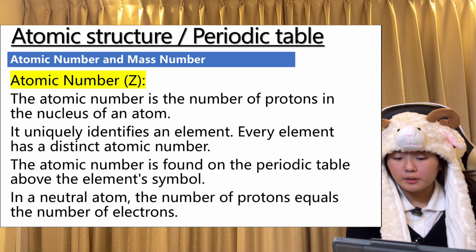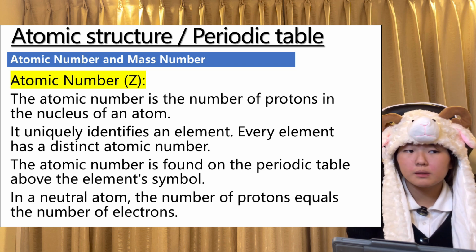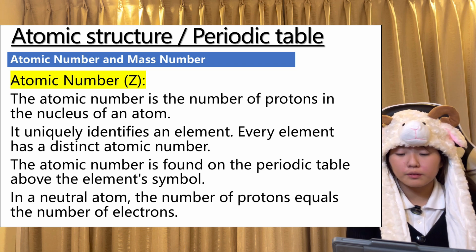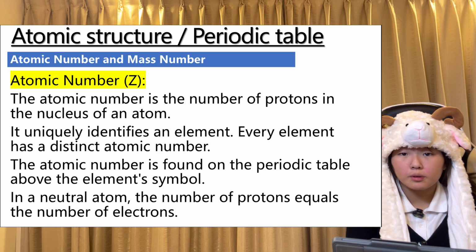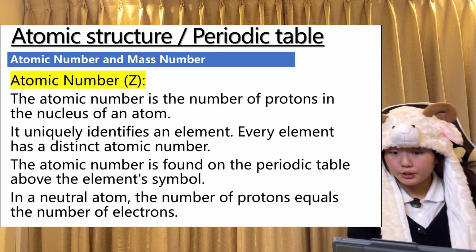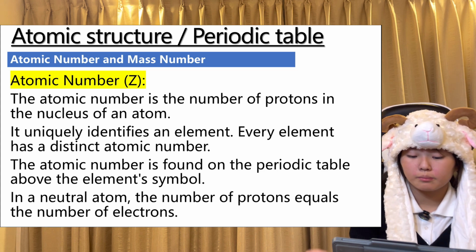atomic number. The atomic numbers are found on the periodic table above the element symbol, usually. Sometimes it's on the side though. But if the periodic table is a bit confusing, just remember the atomic number is the number out of the two that is the smallest. In a neutral atom, the number of protons is the same as the number of electrons.